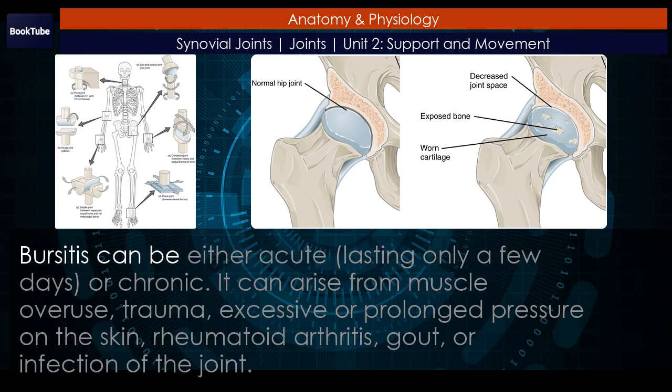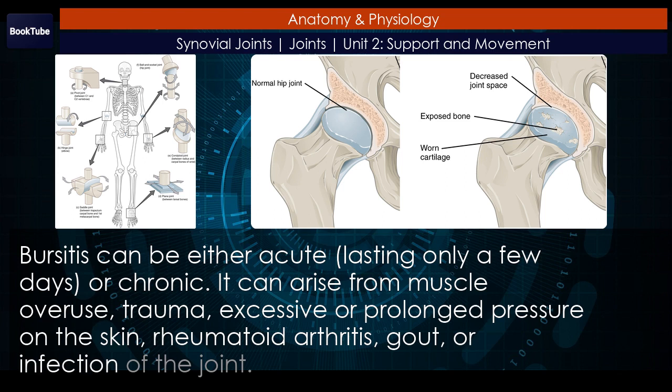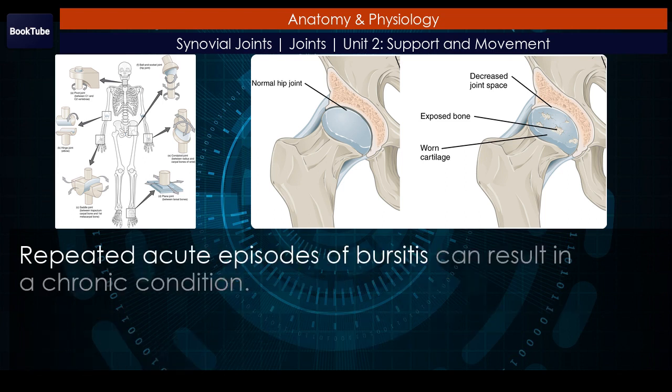Bursitis can be either acute, lasting only a few days, or chronic. It can arise from muscle overuse, trauma, excessive or prolonged pressure on the skin, rheumatoid arthritis, gout, or infection of the joint. Repeated acute episodes of bursitis can result in a chronic condition.